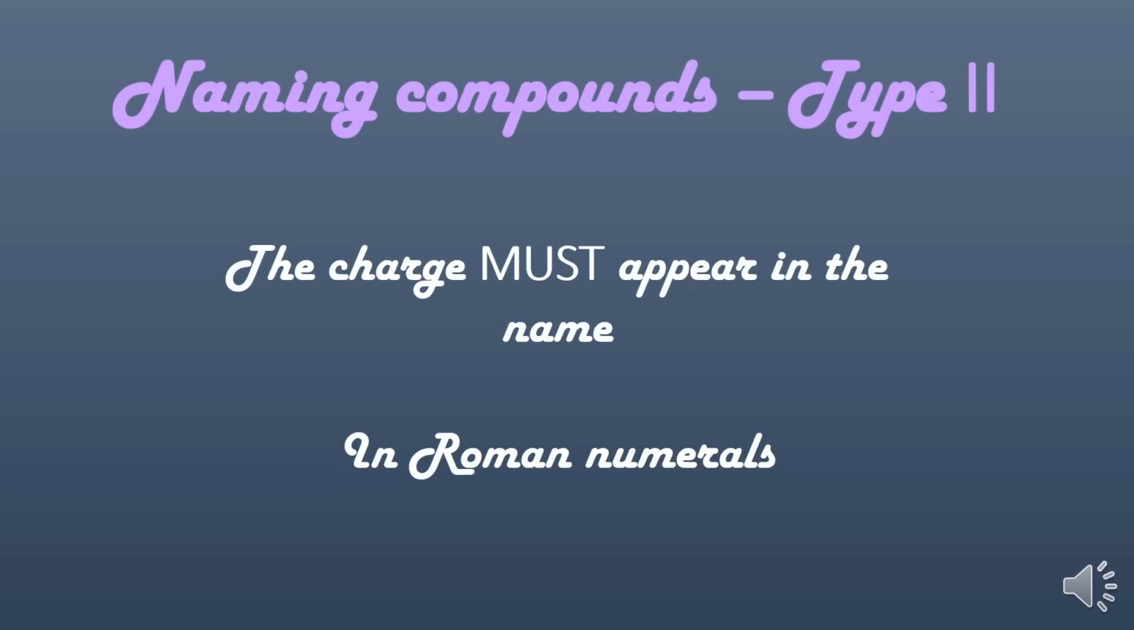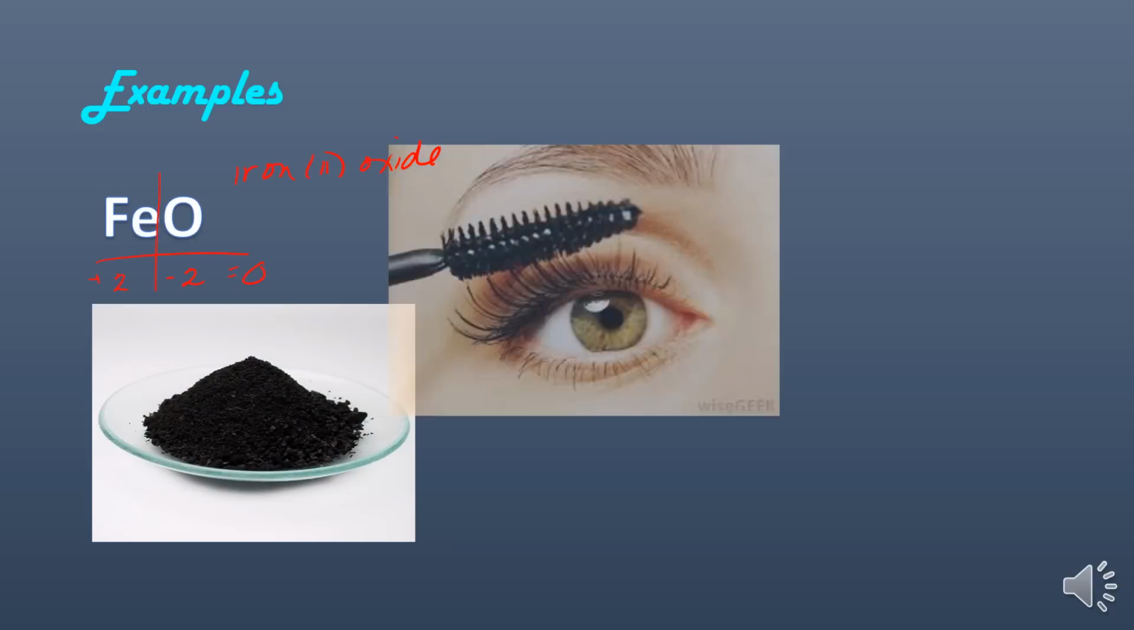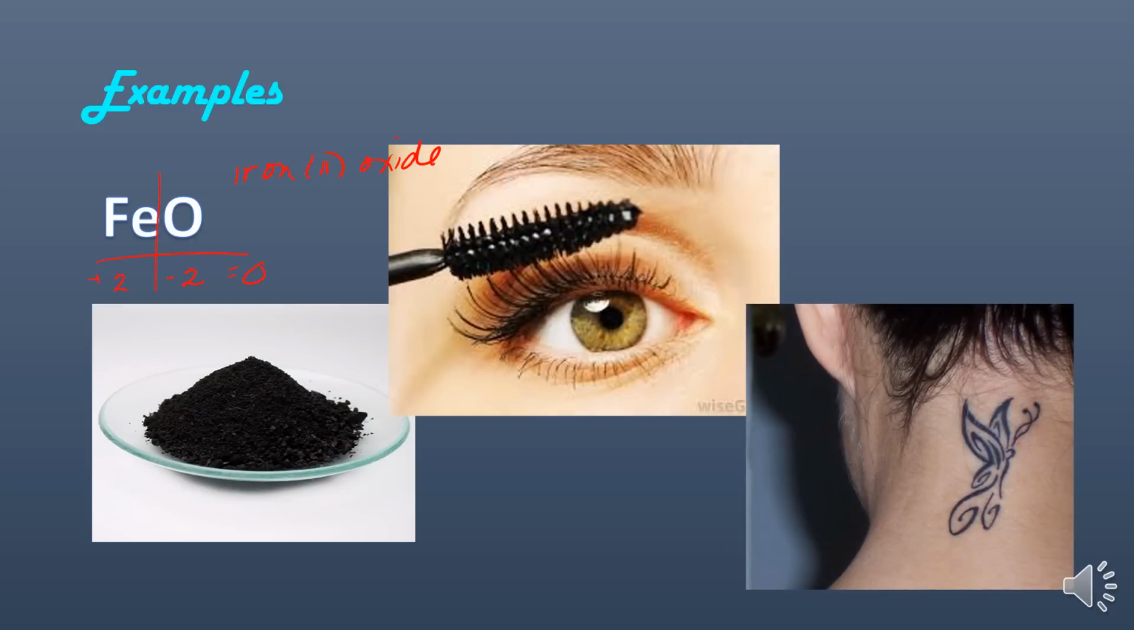Now, the question I always get asked is why? Well, let me explain why. This is iron 2 oxide. Now, let's see. We divide that in half. We know it equals 0. Oxygen's charge is -2. That means iron has to be +2. Iron 2 oxide. Okay, so let me show you what iron 2 oxide looks like. It's this black pigment that's used in mascaras and tattoos.